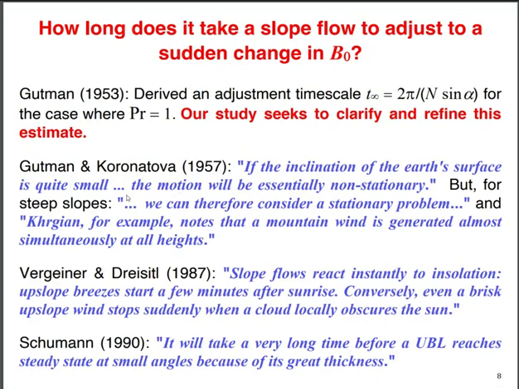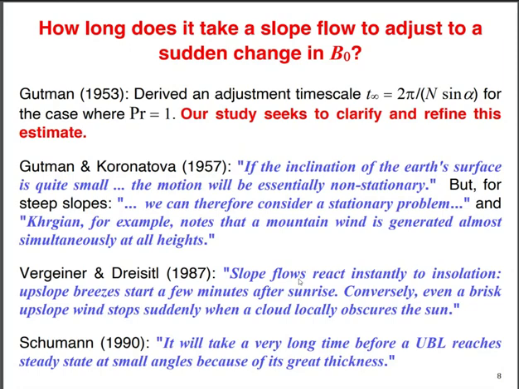And so for steep slopes, Gutman says you can consider a stationary problem. But then he cites this study by Kurgian from the late 1940s. In that study, Kurgian notes that a mountain wind is generated almost simultaneously at all heights. I thought that was interesting because that suggests you should be thinking about the different response times at different heights, because maybe they would be different. Although according to this study being cited, they're actually simultaneous. So which is it? Is it simultaneous, or does it take a while for the information to move upward?